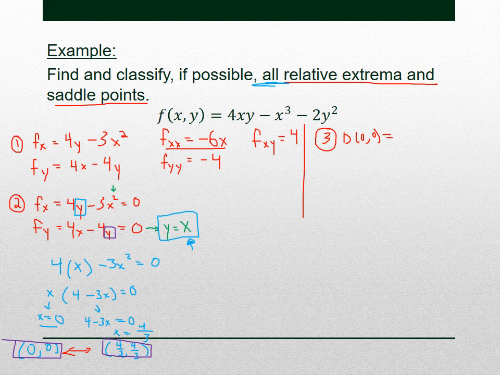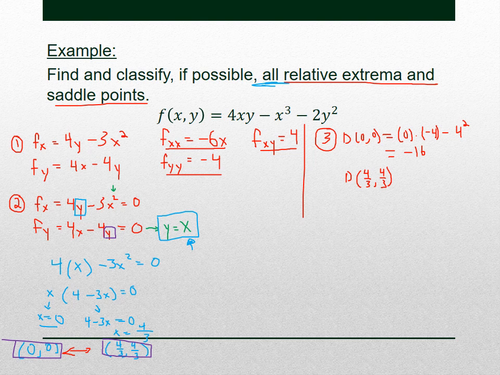Okay, I'm going to get rid of this now so that I have room again. All right, we'll go back to red here. So step 3. Step 3 of that d-test is we want to plug our solutions over here, both of these guys, into that d function. So we need d of (0, 0), and then we'll also find d of (4/3, 4/3).